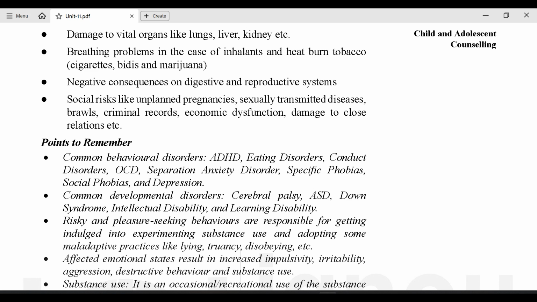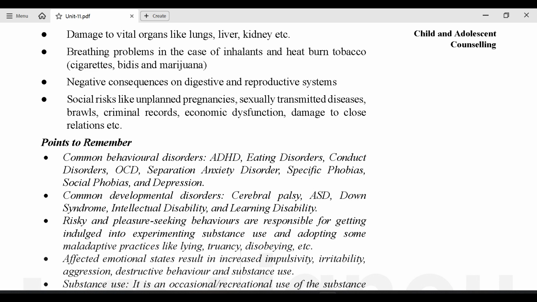Points to remember: common behavioral disorders, ADHD, eating disorders, conduct disorders, OCD, separation anxiety disorder, specific phobias, social phobias, and depression. Common developmental disorders, cerebral palsy, ASD, Down syndrome, intellectual disability, and learning disability. Risky and pleasure-seeking behaviors are responsible for getting indulged into experimenting substance use and adopting some maladaptive practices like lying, truancy, disobeying, etc. Affected emotional states result in increased impulsivity, irritability, aggression, destructive behavior and substance use.